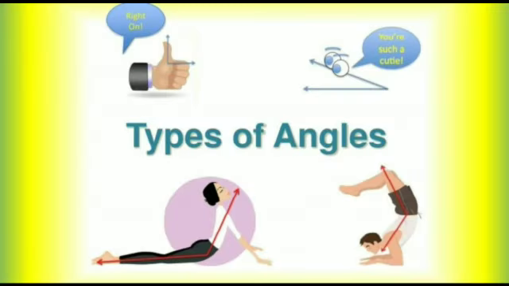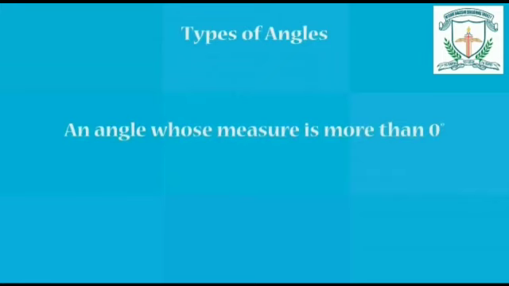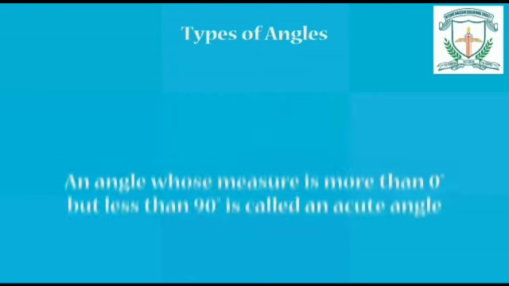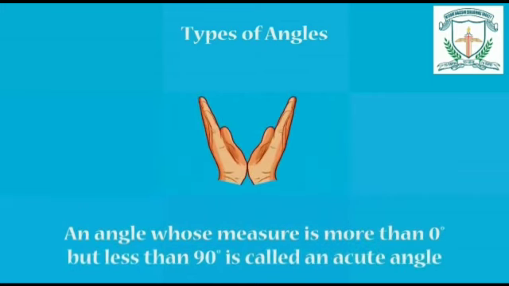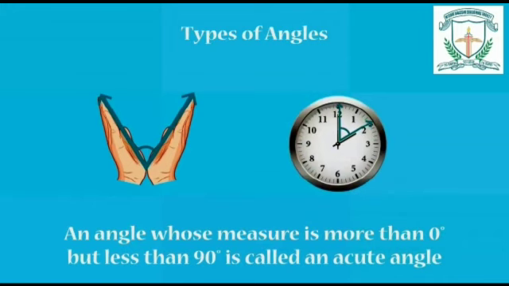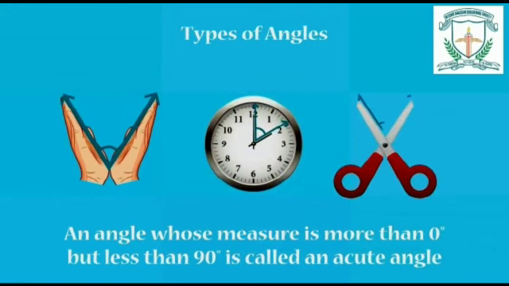Types of angles. An angle whose measure is more than 0 degree but less than 90 degree is called an acute angle. Example, try to form a small V using your palms. It will form an acute angle. The hands of the clock at 2 o'clock forms an acute angle. Blades of the scissors are all examples of acute angle.